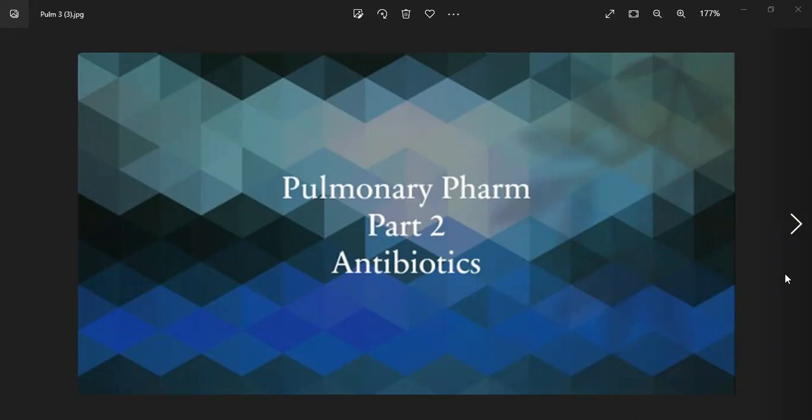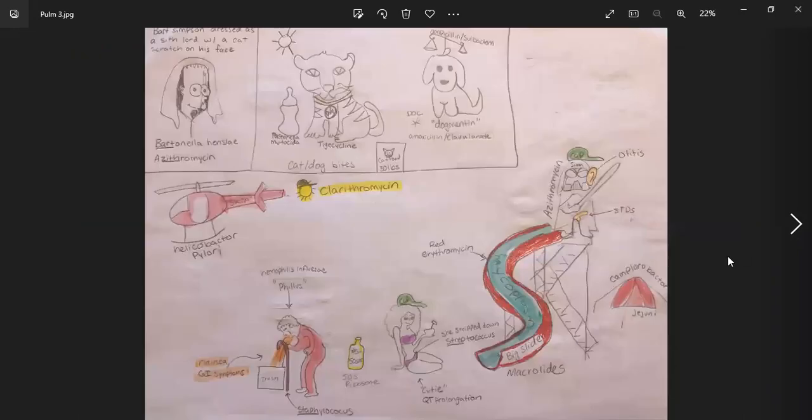Keep in mind, pretty much all of these drawings except for one were done during our first module, so they're a little interesting. We're going to get started with our macrolides, and focus on this big bottom picture right here.